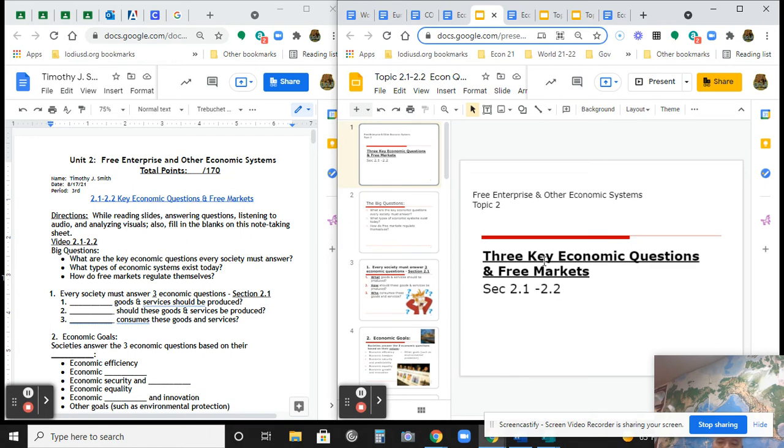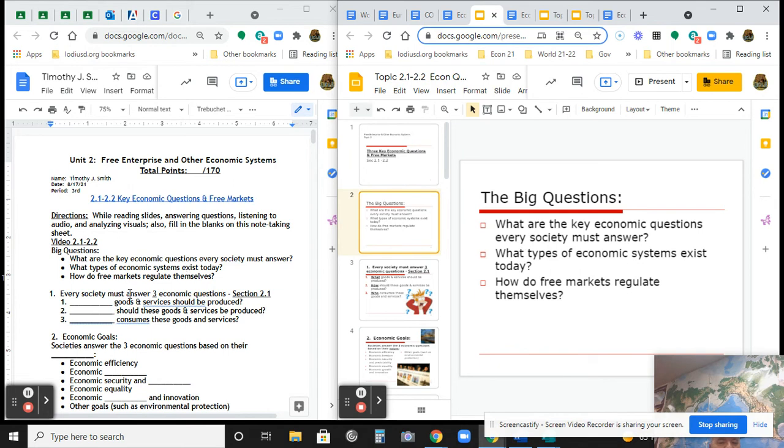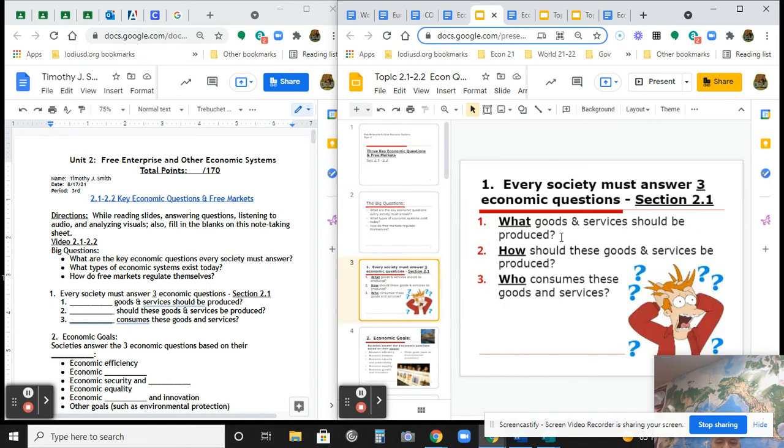Okay, now let's begin. 3 key economic questions in free markets. That's the main topics in the textbook 2.1 and 2.2. The big questions you're going to see are, what are the key economic questions every society must answer? See how they're in both spots. What type of economic systems exist today, and how do free markets regulate themselves? Okay, let's go to the next one.